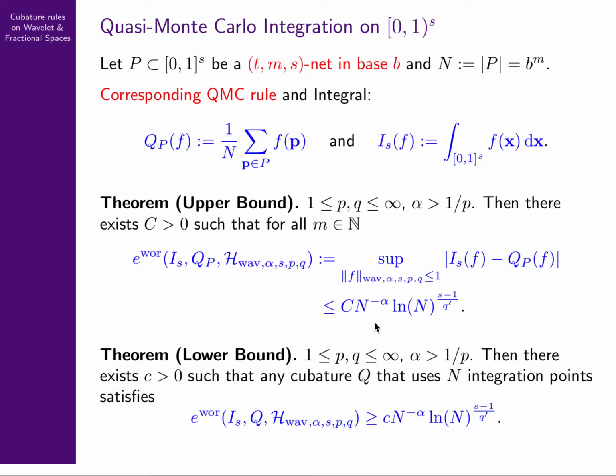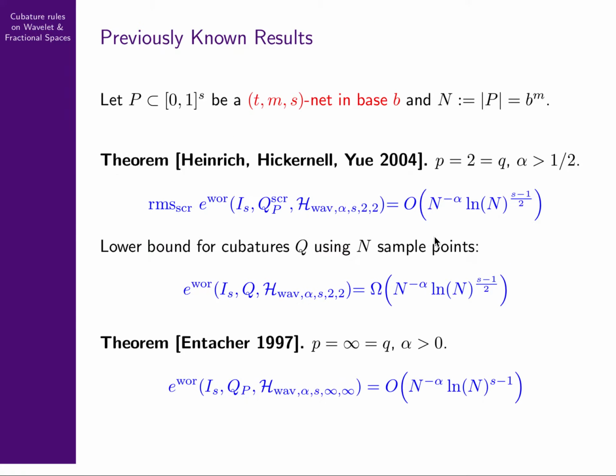Well, some of these results here for some sets of parameters were already known before. We should mention this. So, for example, in the case where p and q are both equal to 2, that is, in the Hilbert space setting, Heinrich, Hickernell, and Gnewuch proved a similar bound to our bound. It is really pretty similar.